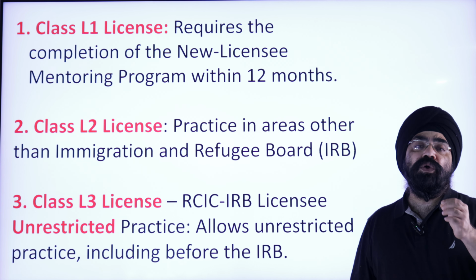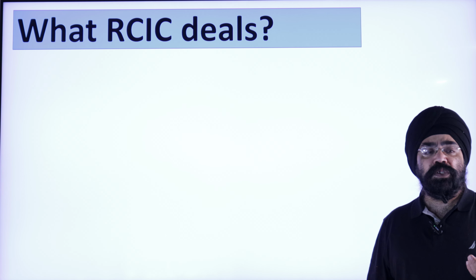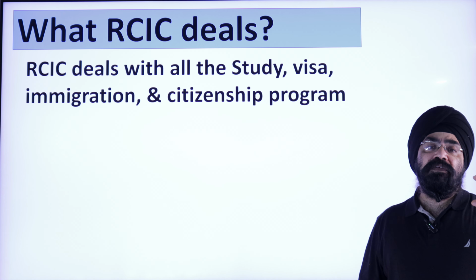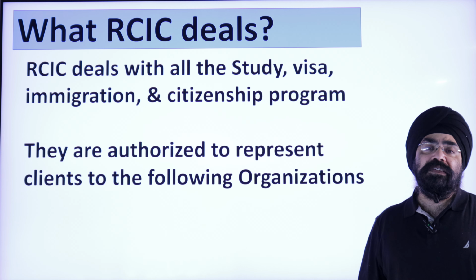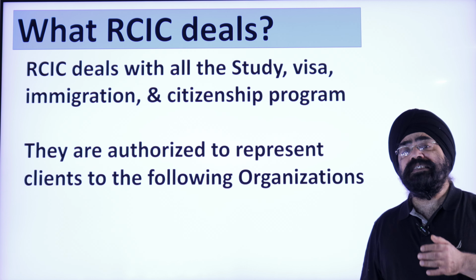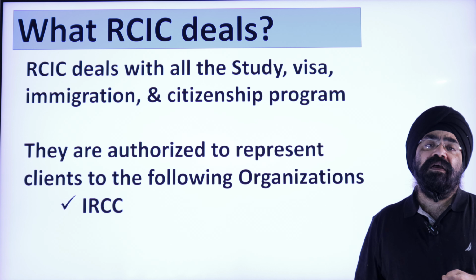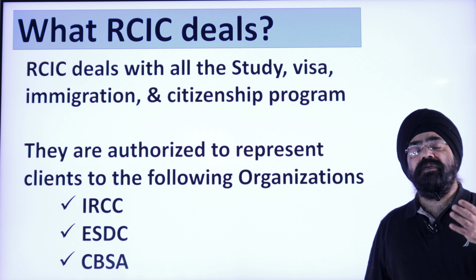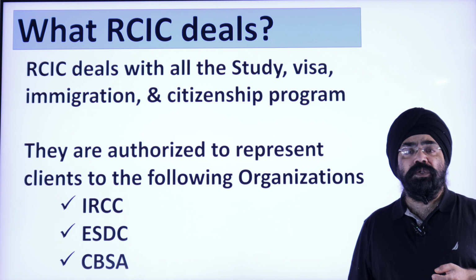RCICs deal with a lot of things. They deal with study visas, visitor visas and immigration matters. They deal with citizenship. They can represent you at three places. They can represent you at IRCC, they can represent you at ESDC. Now ESDC is Employment and Social Development Canada, which is called Service Canada, and they can also go to CBSA. So these are the three organizations they can represent you at.